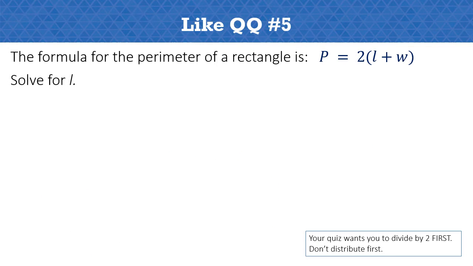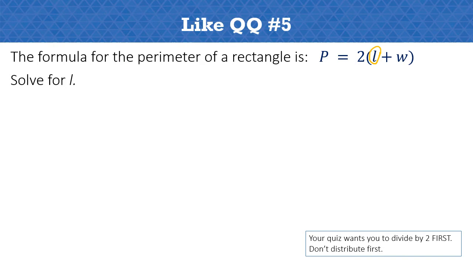For quiz question number 5, the formula for the perimeter of a rectangle is P equals 2 times (L plus W), and we want to solve for L. So our ultimate goal is to get the L by itself. Just a little note, your quiz wants you to distribute by the 2 first. I'm going to show you both ways.